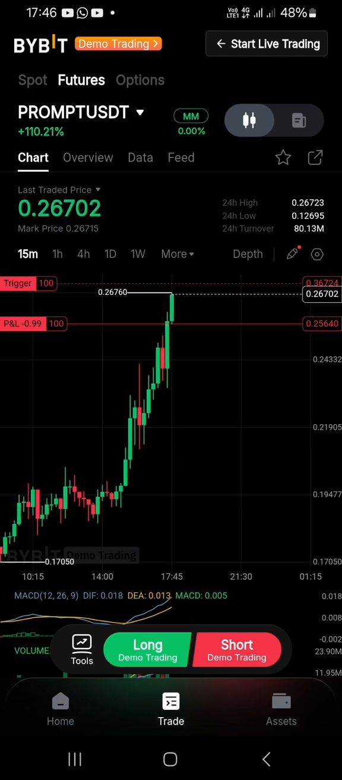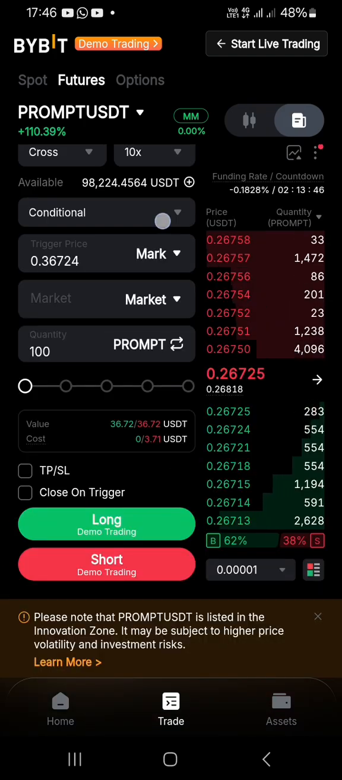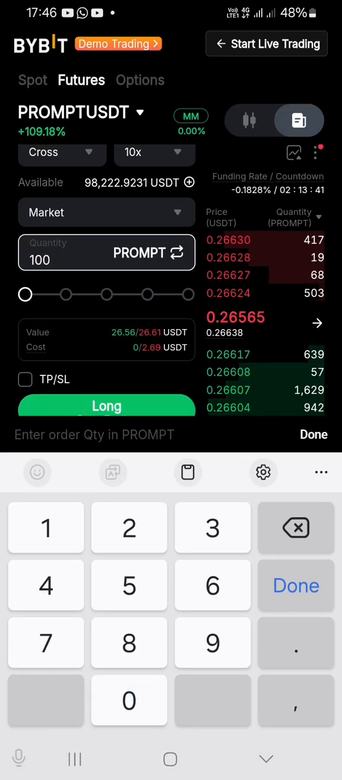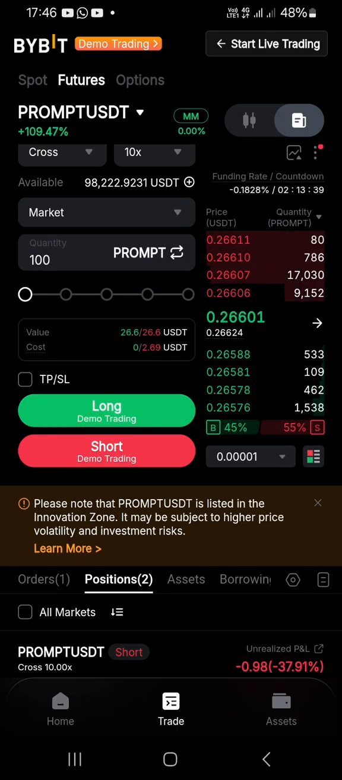And in case it has gone up again, and I want to short it again, then I short it with maybe the same value. If I want it to move a lot, then I'll do a lot, but let me just do the same 100 again, short it again.